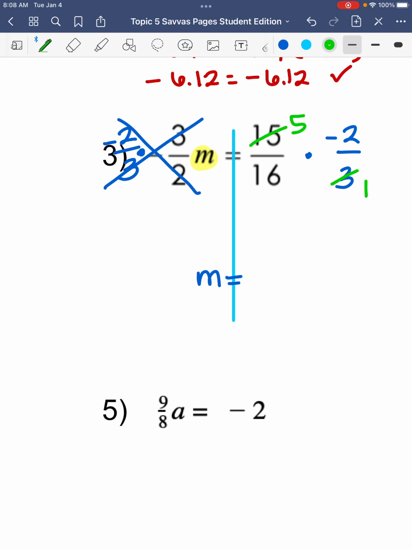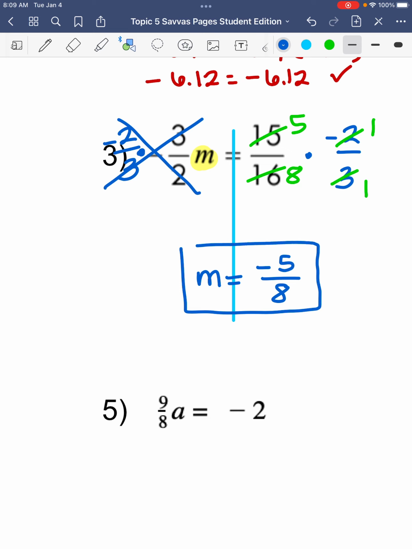What about the other direction? Does 2 go into 16? 2 does go into 16, so that 2 becomes a 1, and 2 goes into 16 8 times. So now when I multiply across, 5 times negative 1 is negative 5, and 8 times 1 is 8. So negative 5/8 is my answer. And you could have done that with a calculator too, but we knew how to do it on paper on our own. So let's check our work.